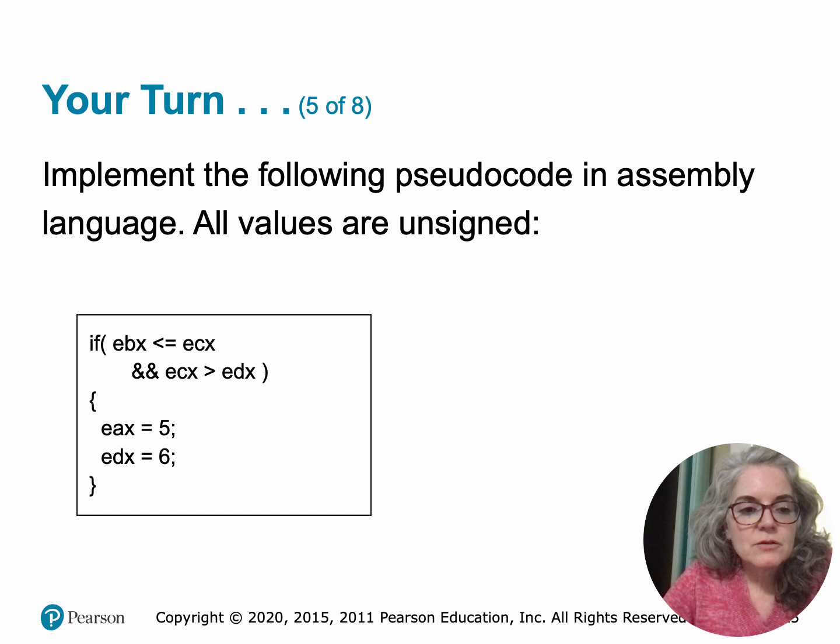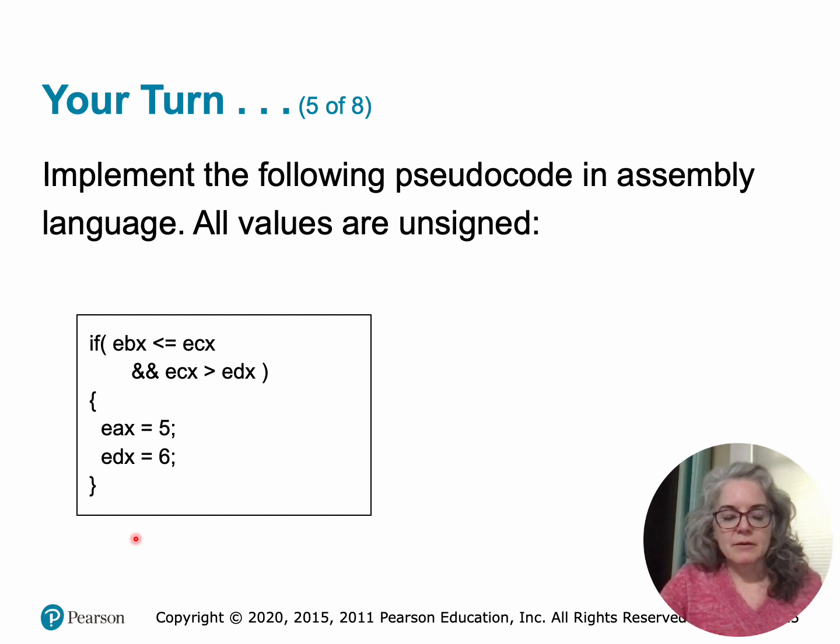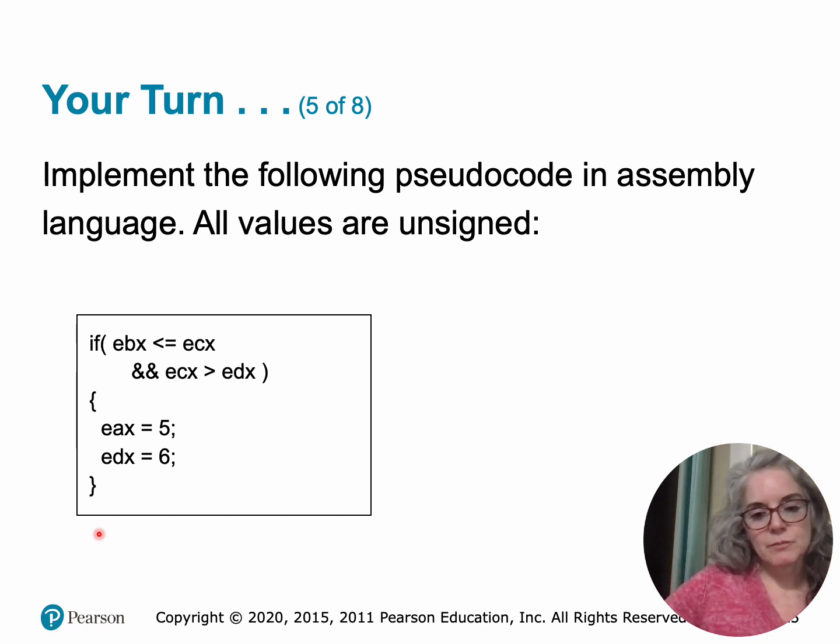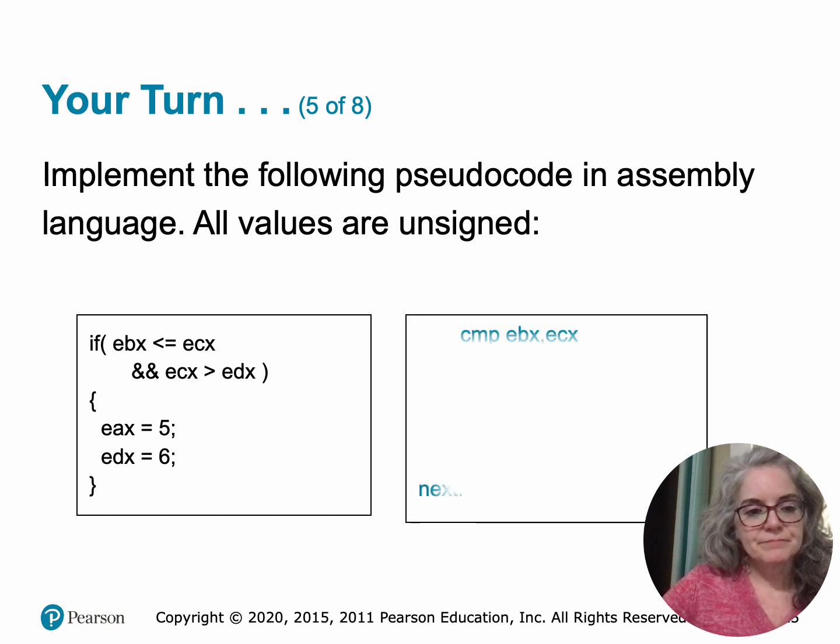So here it's asking you to implement this code. So this is C++ or Java. If EBX is less than or equal to ECX and ECX is greater than EDX, do this. If this is false, there's nothing to do. So go ahead and try to implement that by yourself, and then you can look at the solution.